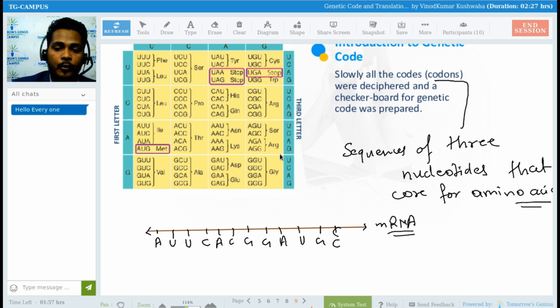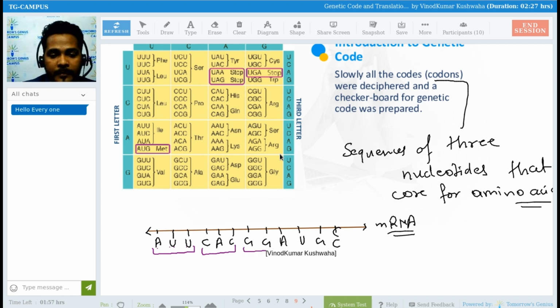So what is codon? The sequence of 3 nucleotides. Now what is 3 nucleotides? In this you can see the initial 3 letters are 3 nucleotides: adenine, uracil, uracil. This is one codon. Similarly, you can make a triple codon like this. It should always be triplet. These are the triplet codons, and each should be specified by a particular name.